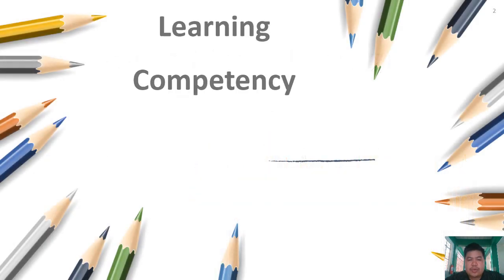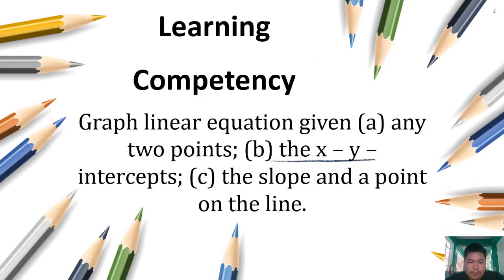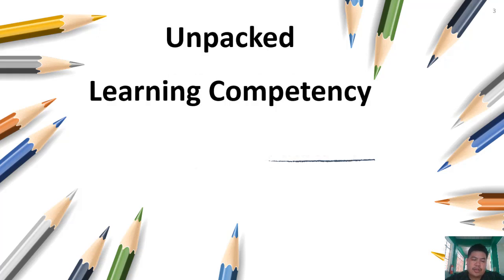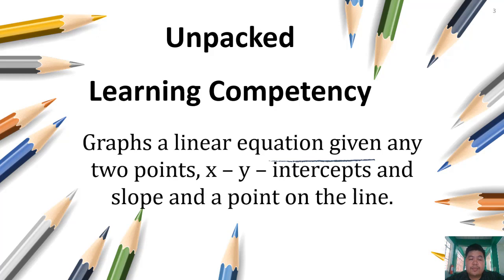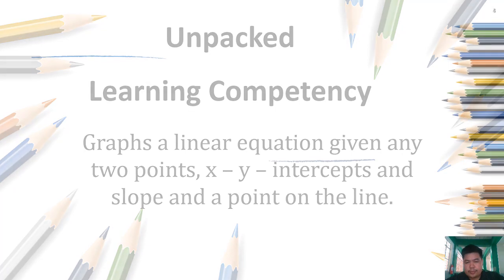First, here's our learning competency: graph a linear equation given any 2 points, the x and y intercepts, the slope, and a point on the line. So, here's our unpacked learning competency: to graph a linear equation given 2 points, the x and y intercepts, and the slope and a point on the line.